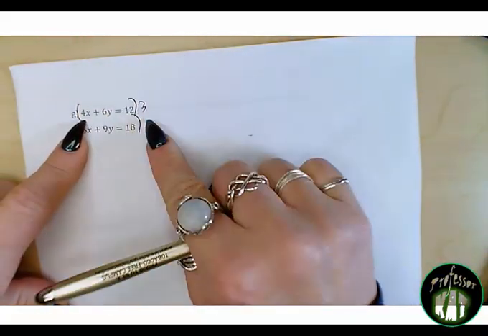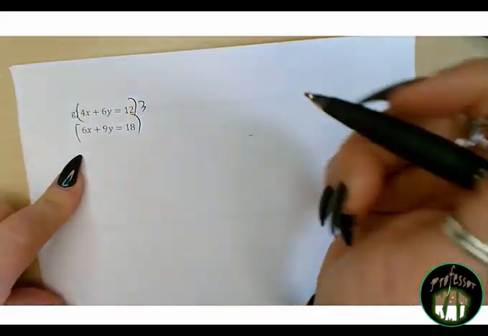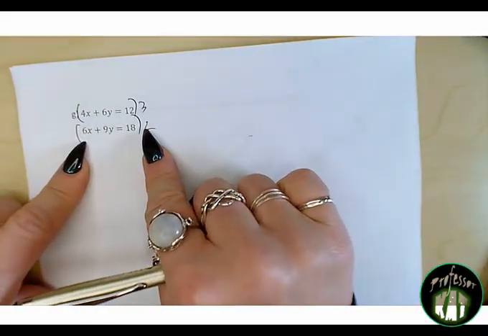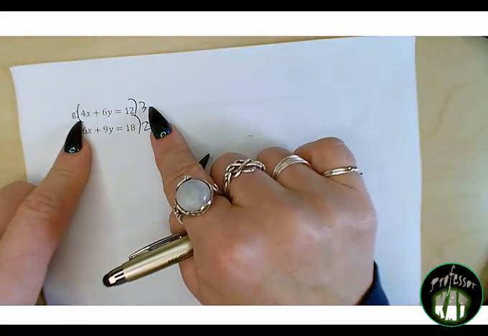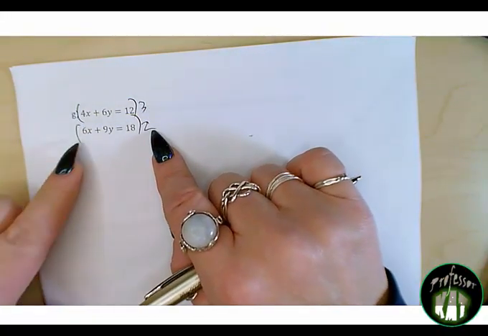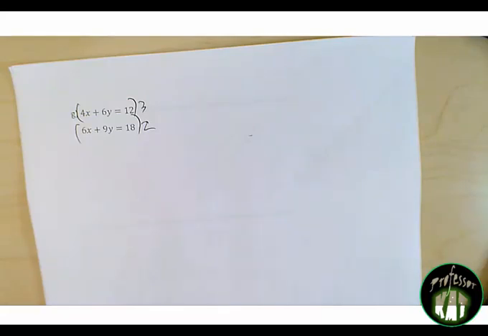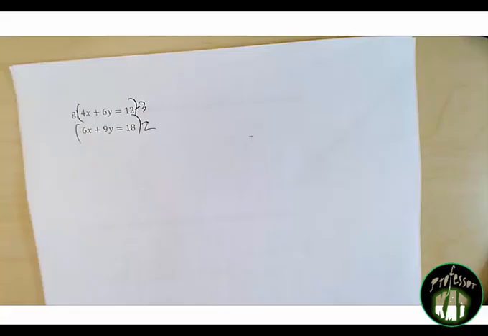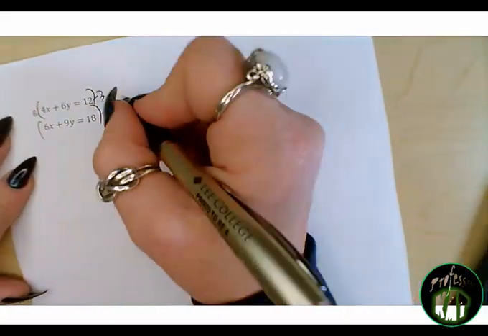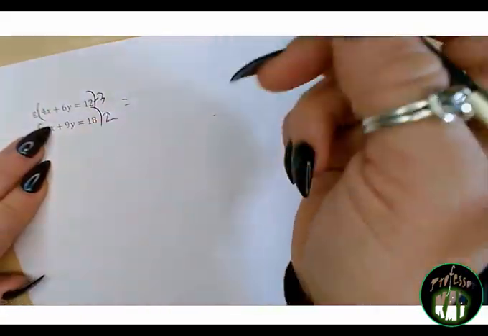Now 4 times 3 would give me 12. 6 times 2 would give me 12. So if I multiply the top equation by 3 and the bottom equation by 2, that would give me 12s. I need one of them to be a positive 12, one of them to be a negative 12. Go ahead and tack on a negative to one of these. It doesn't matter which one. So I'm going to multiply the top equation by negative 3.